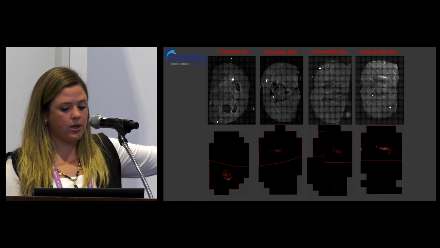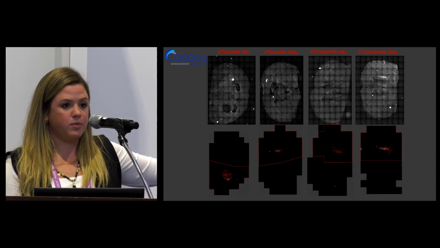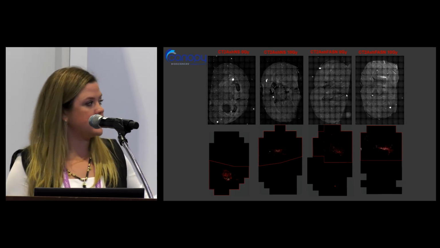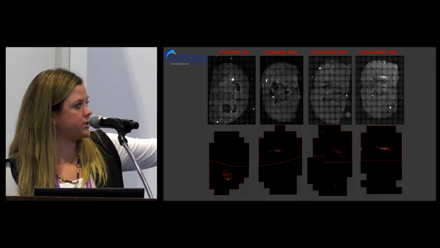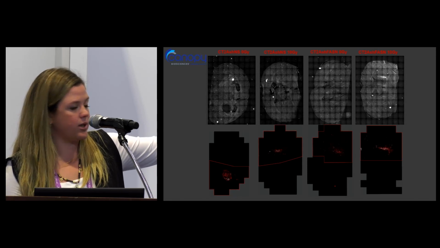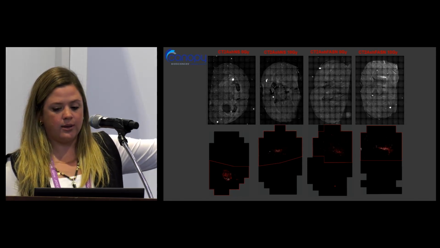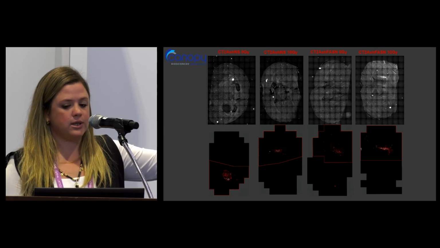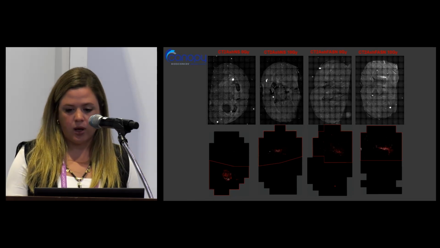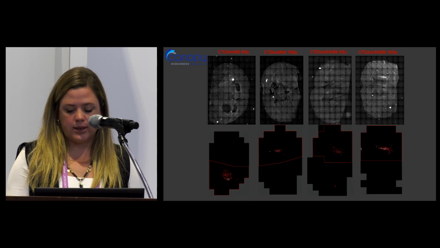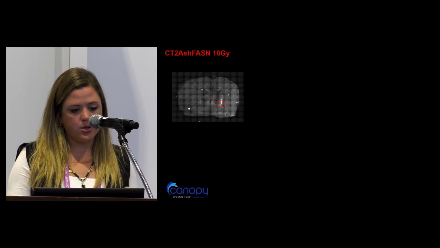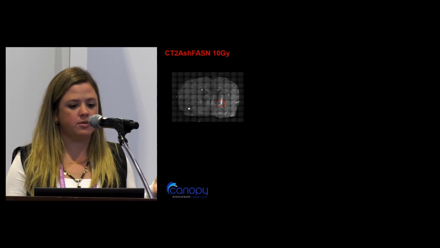Then in the lower images, we have CD11B in red and CD45 in white, which we can use to localize the tumor. You see that the control tumor is the bigger one on the lower part, and the treated tumors, either with radiation alone or in combination with FASN inhibitor, are smaller. We used this to localize the tumor and do a quantification there. I'm just going to show you some representative images of this tumor.